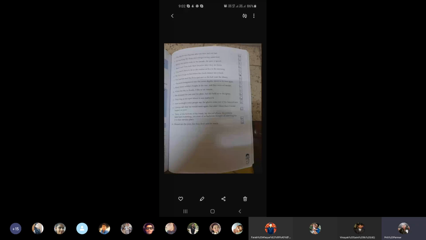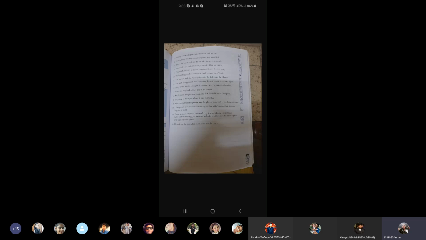Number 9. You, not I, have to be at the station at 5 in the morning is a simple sentence. Number 10. We have to go to bed when the clock shines 10 o'clock. It's a complex sentence. Number 11. The teacher and the principal met in the hall near the library. Compound sentence. The pearl disappeared into the ocean depths, never to be seen again is a simple sentence. Many brave soldiers fought in the war and they received medals is a complex sentence. When the sky is cloudy, I like to sit outside is a simple sentence.